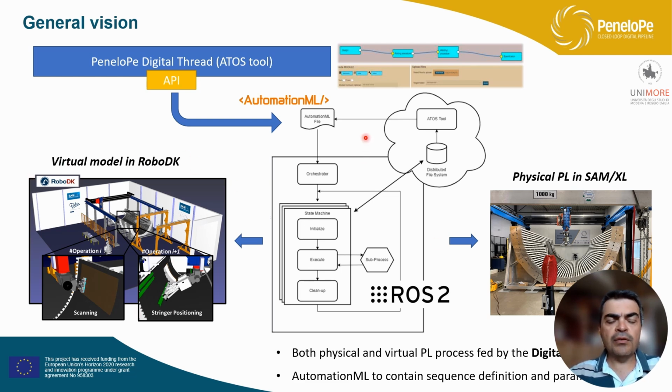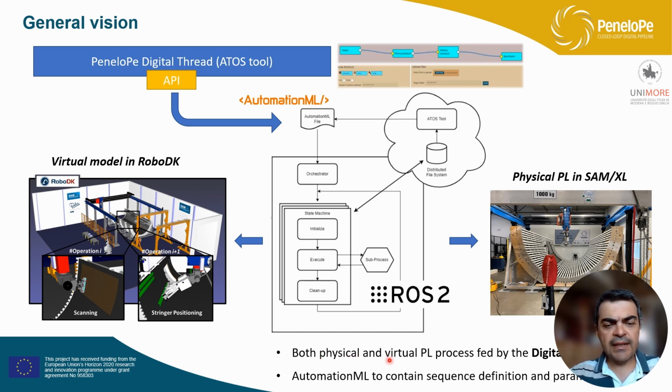In particular, in the context of the Fokker pilot line, the AutomationML feeds a ROS2 coordinator. ROS2 is a platform able to coordinate robotic systems. I will show you how the AutomationML is used to give instruction to the ROS2 environment, and then the same environment can move the physical devices, which are robots, cobots, gantry system, in the SAMXL environment, but the same coordination system has been used also to move a virtual model in RoboDK of the same assets.